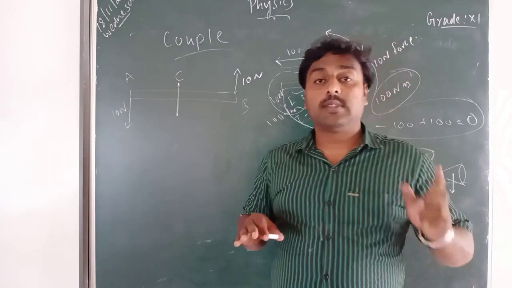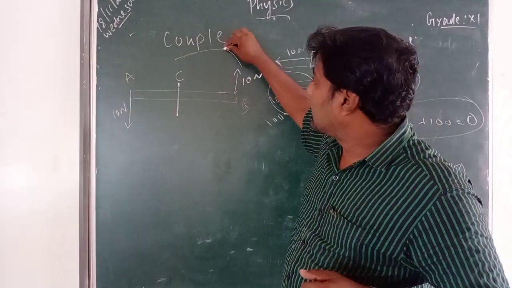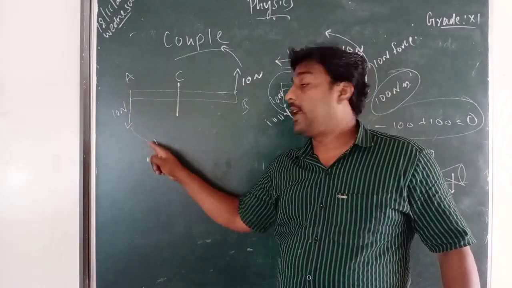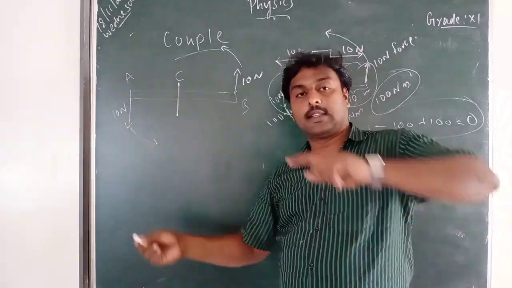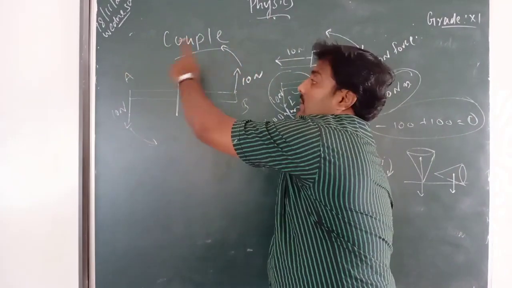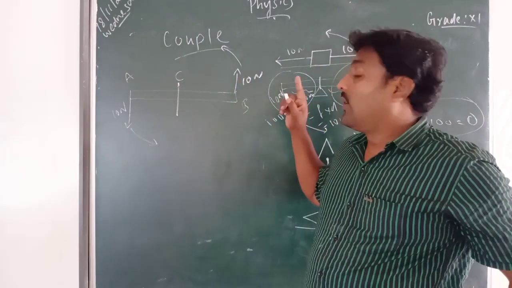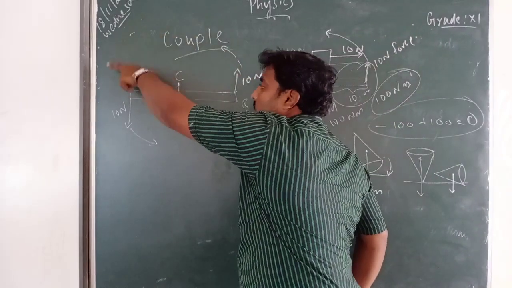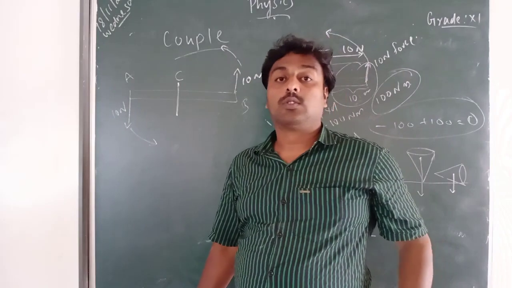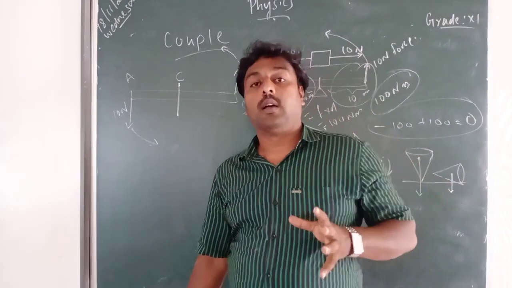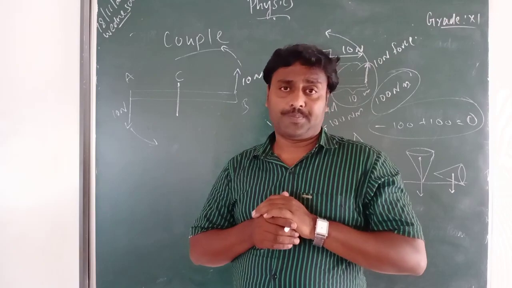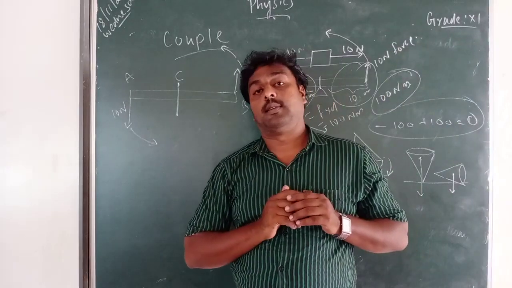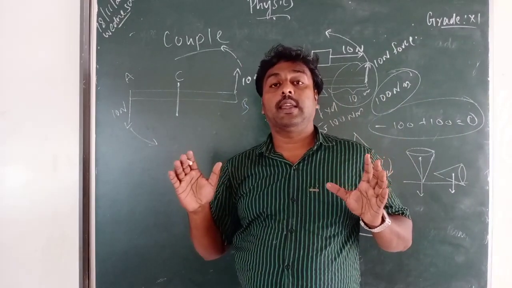You see, this force is acting in this direction. The moment of force at the end A is acting in the anti-clockwise direction. The same thing, the moment of force acting at point B is also anti-clockwise. So it is in rotational equilibrium, we can say. So this is what we call a couple.